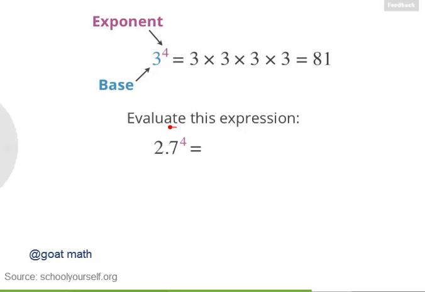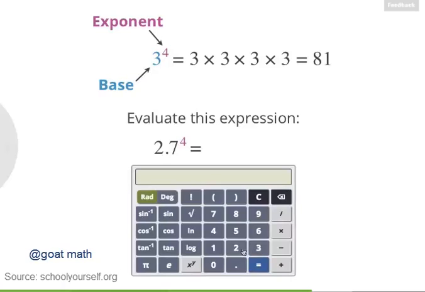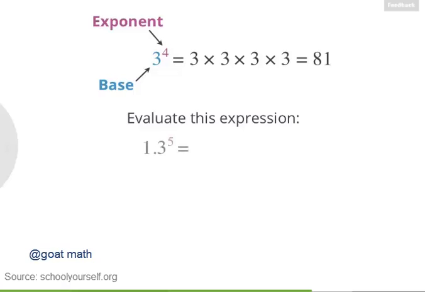So if you were asked to evaluate 2.7 to the 4th power, you'd probably want to save yourself some time and use a calculator, like the one down here. So first, you can type in 2.7. Then press this button over here to raise to a power, and then enter 4. Pressing the equal sign will evaluate this expression, and the answer turns out to be 53.1441. So try evaluating 1.3 to the 5th, and again, feel free to use the calculator.